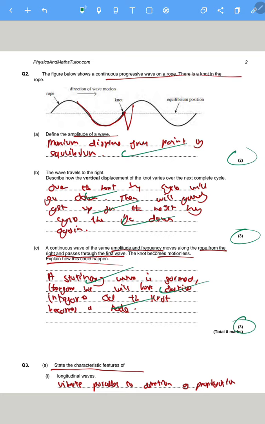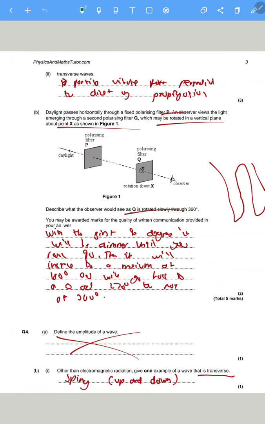Longitudinal waves: particles vibrate in the same direction as the direction of propagation, and transverse waves perpendicular to the direction of propagation. Next, B, variation in intensity between maximum and minimum, 2 maxima, 2 minima, and a 360-degree rotation. So I did actually write the minima, then the maxima, then the minima, then the maxima. To find the amplitude, I already got that mark before.